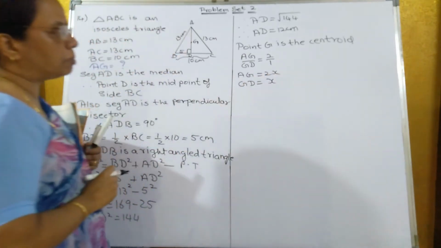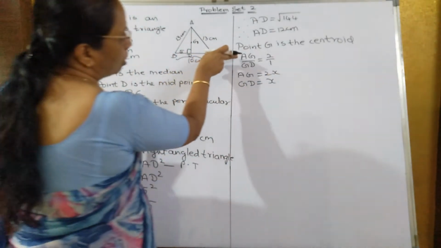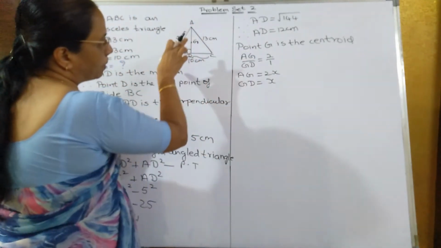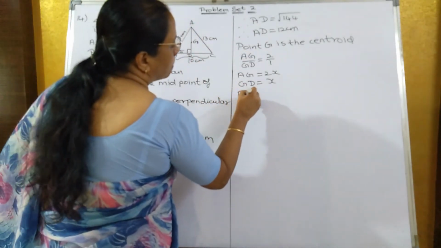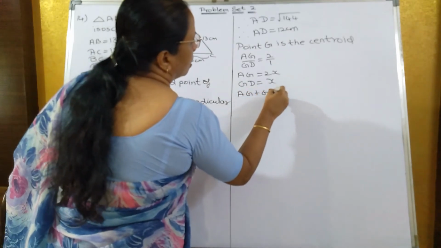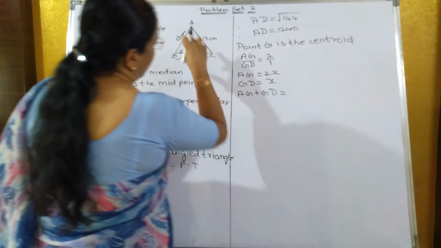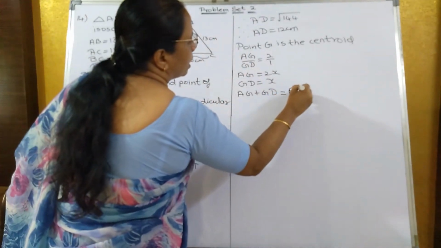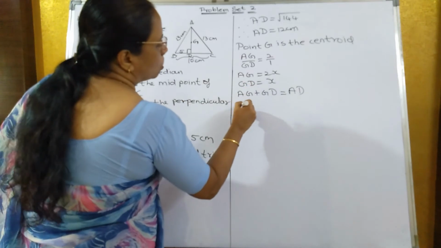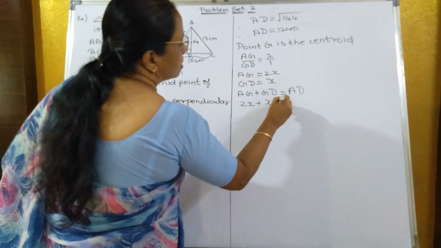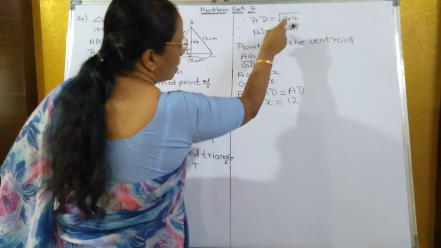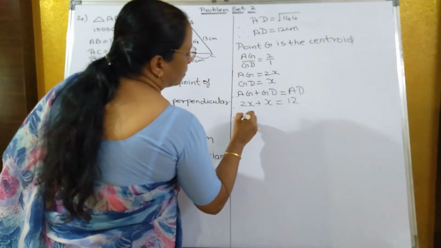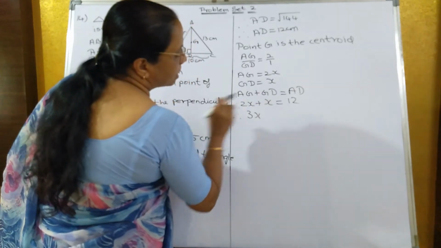Let us take the common multiple as x. So AG will be equal to 2x, and GD will be equal to x, and all together AG plus GD is equal to AD. What is AG? 2x. What is GD? x. And AD we have got 12 centimeters. So that is equal to 12. Therefore 2x plus x is equal to 3x.